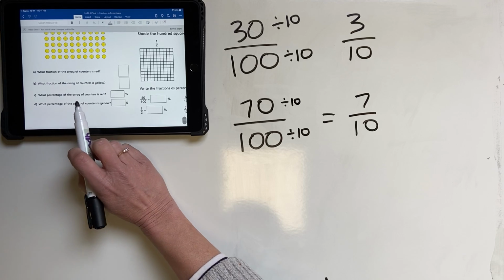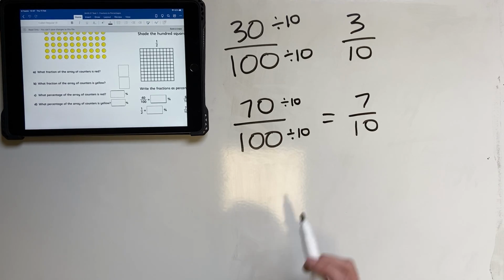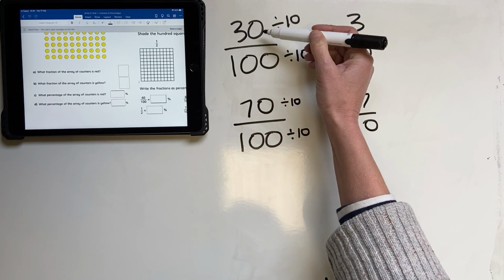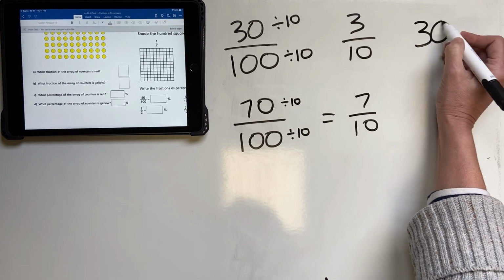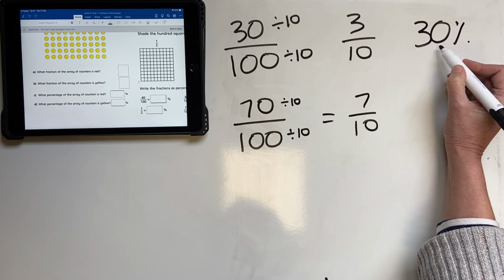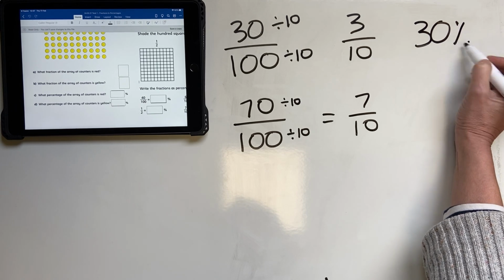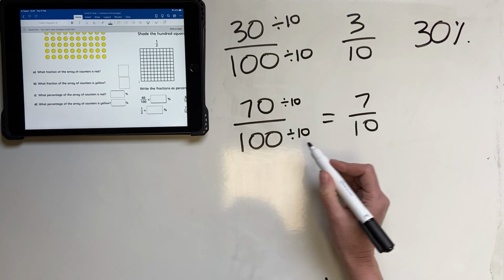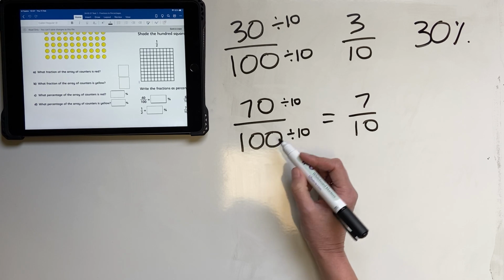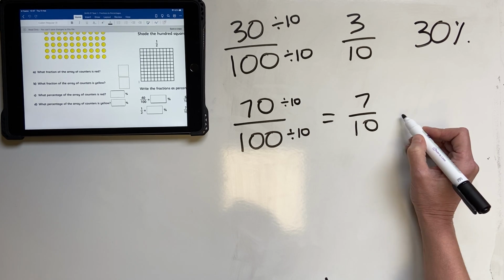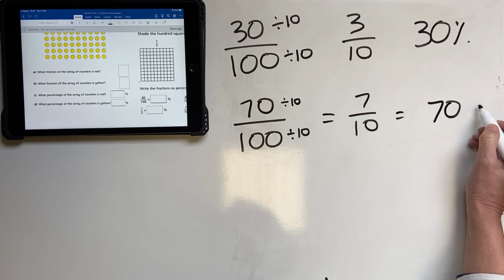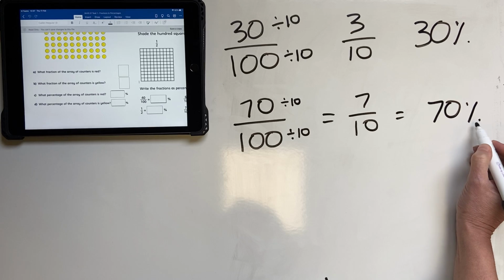B, what percentage is red? So back here, the fraction is 30 hundredths. So the percentage is 30% because it's 30 out of 100. What fraction is yellow? Well, we've got 70 hundredths that are yellow, so the percentage is 70%, 70 out of 100.